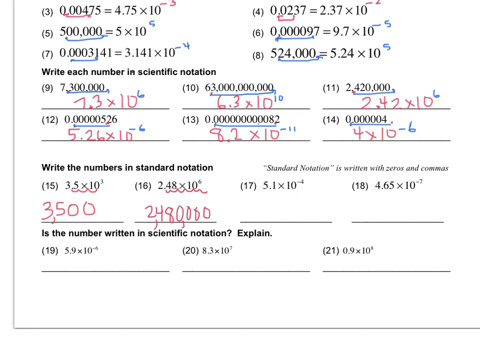Number 17 moves 4 to the left. 1, 2, 3, 4. And there are 3 empty spaces. No commas here because you don't put commas in decimal values. 0.00051. And number 18 moves 7 to the left. So there's going to be 6 empty spaces. 4, 6, 5.